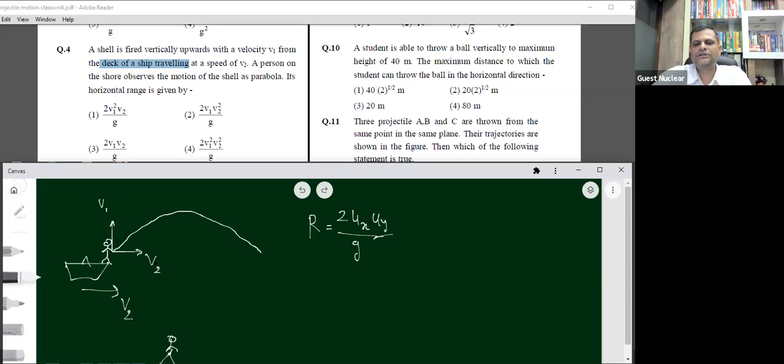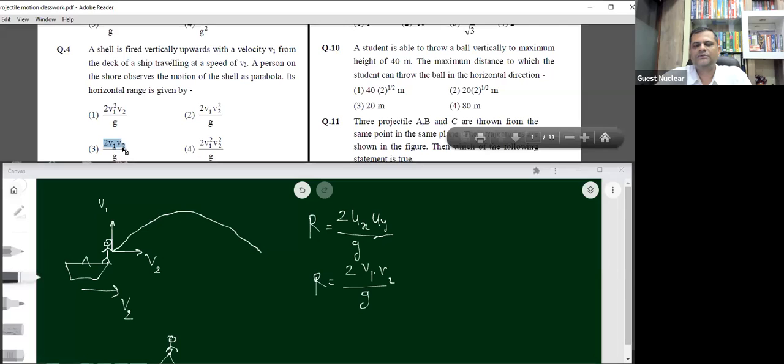वर्टिकल वेलोसिटी एंड हॉरिजॉन्टल वेलोसिटी दोनों का प्रोडक्ट यहाँ पे रहने वाला है. तो इसलिए हमको फाइनल वैल्यू मिलेगा रेंज का जो कि 2 times of v1 into v2 that is to be divided by g, which is already there in this option number 3 here, which is going to be the correct one. Okay, we can also solve this by another method.